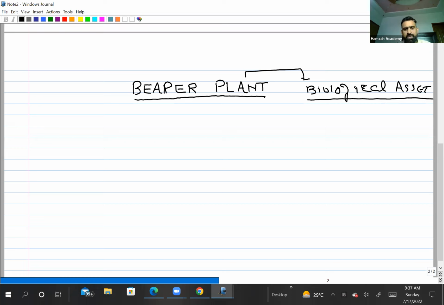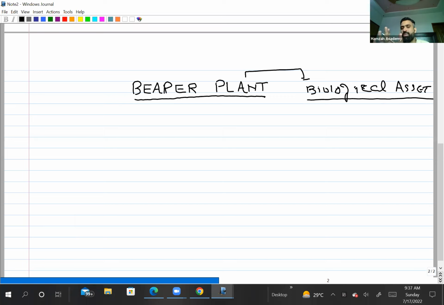Now, what are the bearer plant? We have two types of the plant. One is non-bearer and one is bearer plant. Non-bearer plant, if I give an example, a plant of a rice crop. Rice crop is a non-bearer. A wheat crop is a non-bearer. Strawberry crop is a non-bearer, because to get these things, we have to harvest the plant. We have to seize the life of the plant.